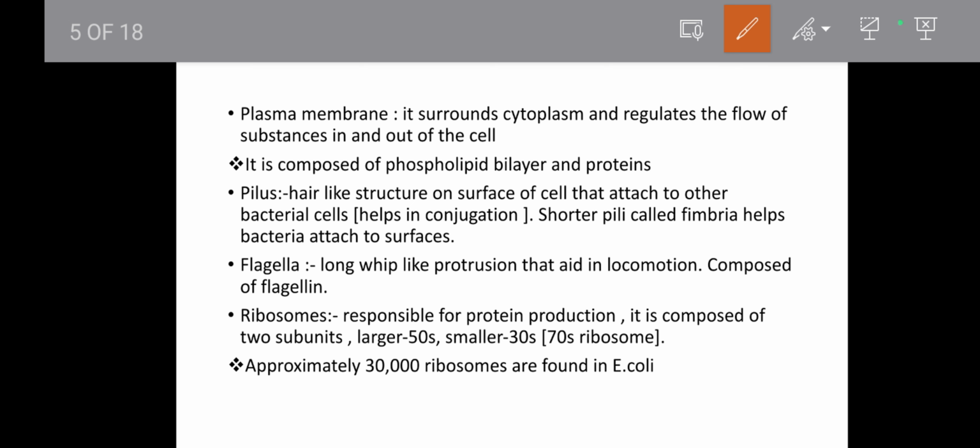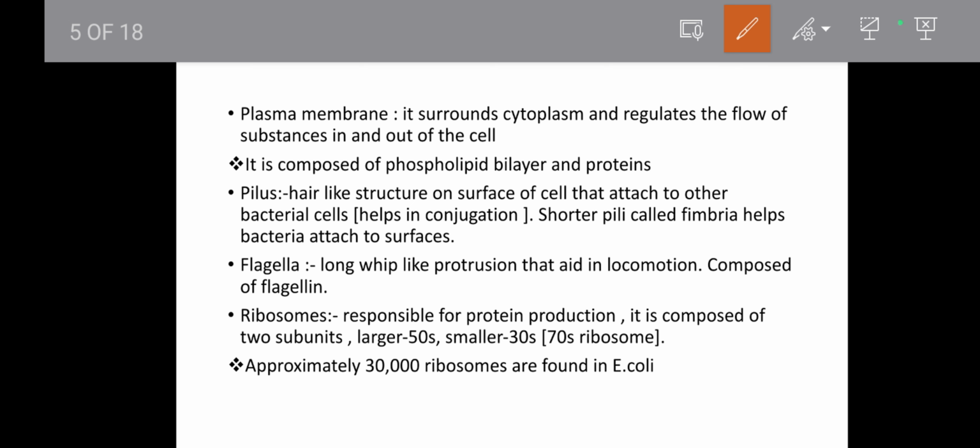So the shorter pili are also called fimbriae, and these fimbriae help in attachment of the bacteria to surfaces. Other than that, there is another structure called flagella. The flagellum is a long whip-like protrusion that aids in locomotion, that is the movement of bacteria. So these are composed of flagellin.